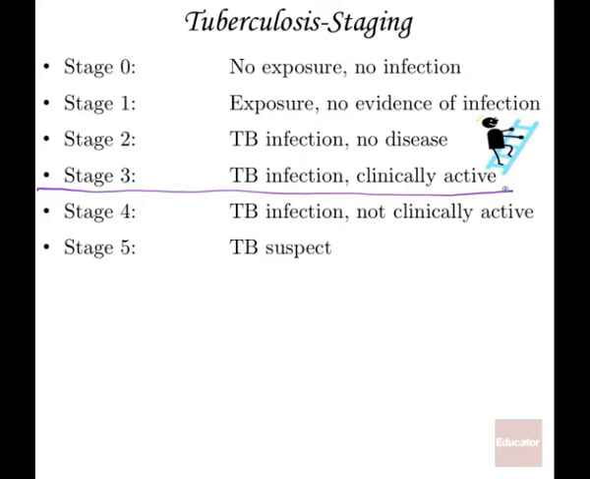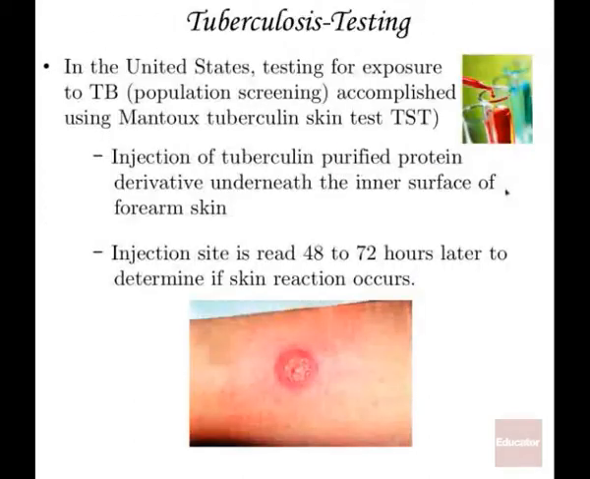Stage 1 is being exposed, but no evidence of infection. Stage 2 is having TB infection, but no disease, and so forth. So with tuberculosis, you can go back and forth between dormant and active, basically almost throughout the lifetime of the individual, unless they are heavily treated with these antibiotic agents, and unless the disease is completely eradicated.